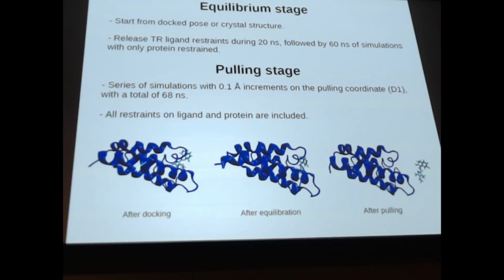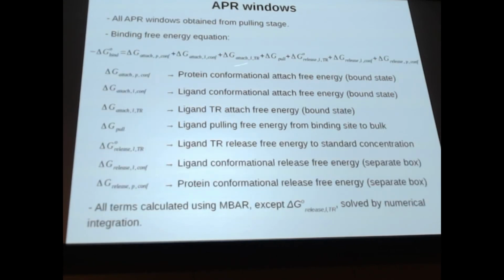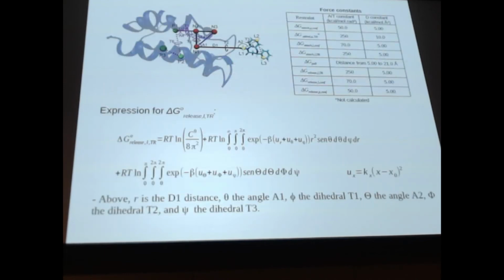So this is the ligand after the docking. After equilibration, it moves a little bit, and then I pull it out. So the APR windows are all obtained from the pulling stage, and the binding free energy has all these terms here. So I mentioned before, this is the protein conformational, then you apply the conformational restraints on the ligand, translational restraints on the ligand, pull it out, and then release them. This one is calculated analytically, besides this one, which is calculated just by solving a Gaussian integral. All of the other ones are calculated using MBAR.